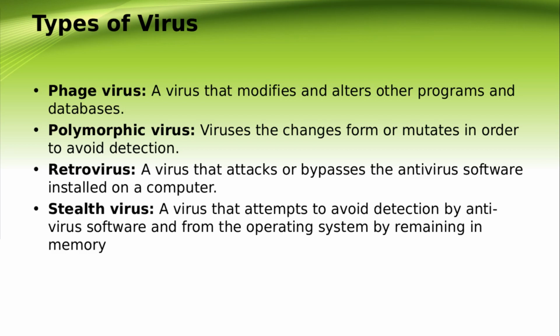And then the retrovirus: a virus that attacks antivirus software, attempting to avoid detection. The stealth virus is a virus that attempts to avoid detection by antivirus software and by the operating system by remaining in memory. This memory-resident virus also uses techniques to avoid detection, such as temporarily removing itself from an infected file or masking file size. For example, a stealth virus removes itself from an infected file and places a copy of itself in a different location.